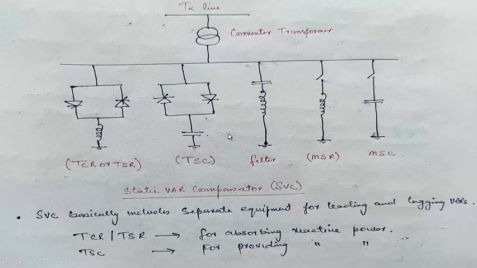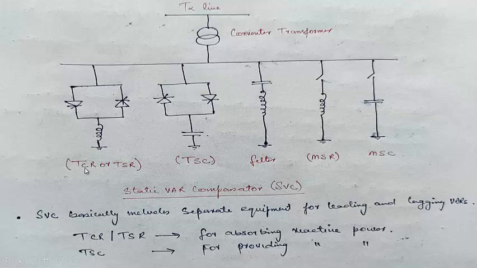In the coming classes, I will tell you what the main difference between this and this is. For the time being, you can see the operation of this and this is quite identical. This can be switched on and off only. When it is on, it will be at a maximum value. When it is off, it will not draw any current. Similarly, when this is switched on, it will draw maximum current, and when it is switched off, it will draw zero current.